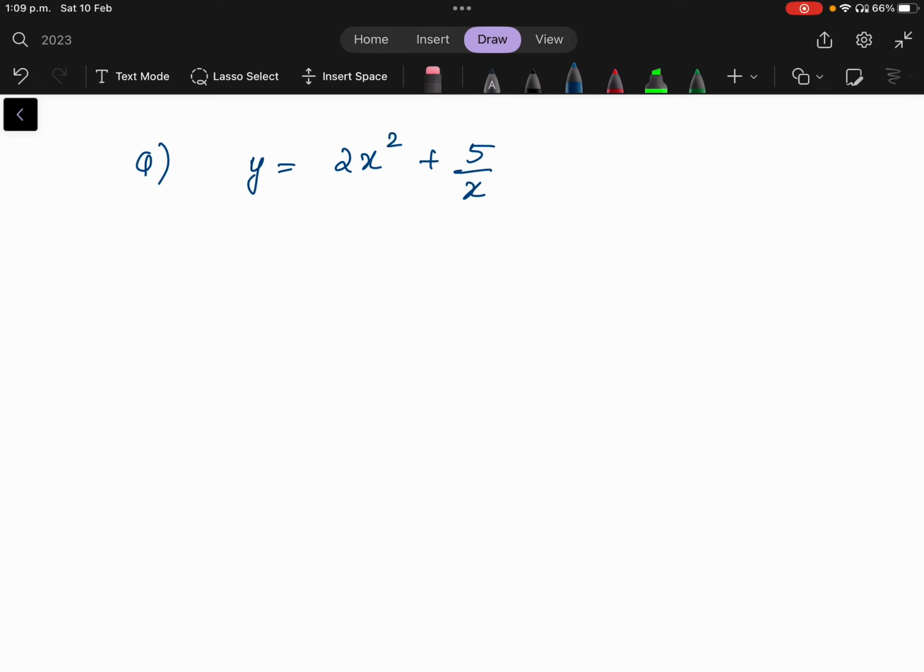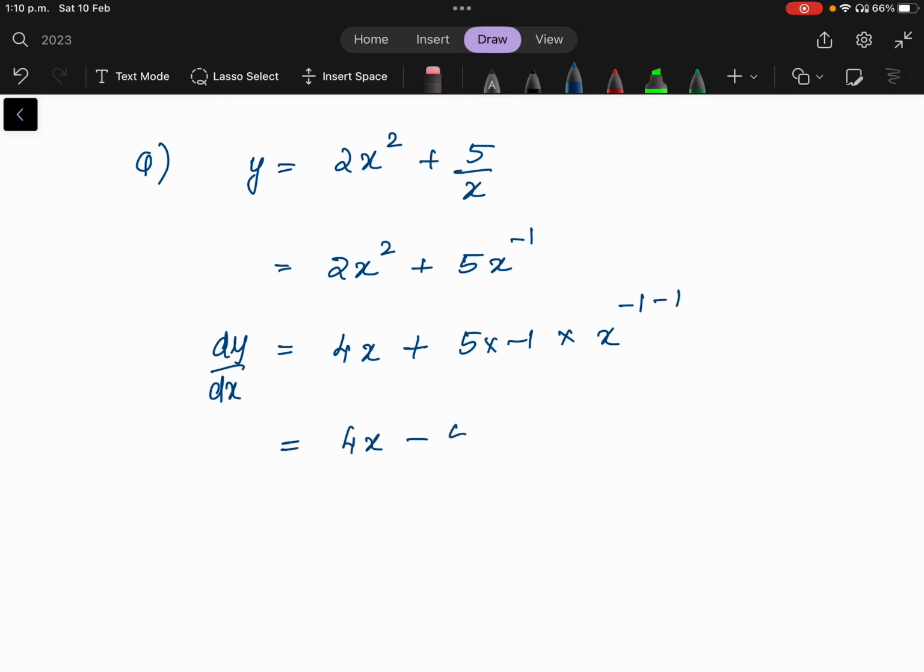But we know indices. So what you need to do is write 5 over x as 5x to the power of minus 1. Then you do the differentiation. So dy by dx is equal to 2 times 2, which is 4x, plus 5 times, I'm just splitting it, x to the power of minus 1 minus 1. So that is equal to 4x minus 5 times x to the power of minus 2. Now here you can simplify this or write it neatly as 5 by x square. You can write it as a denominator.